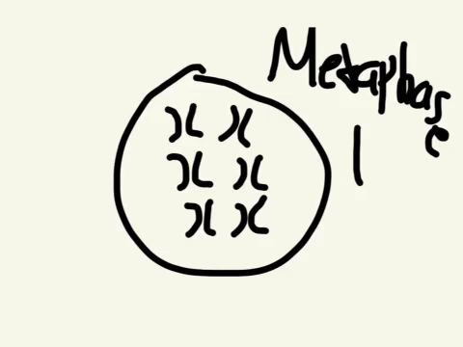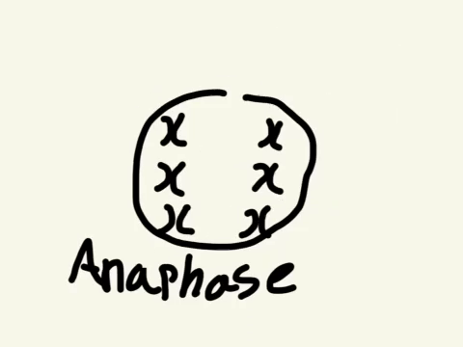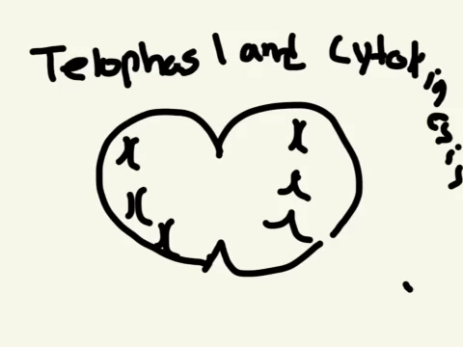This is metaphase 1. Homologous chromosomes line up in the center. This is anaphase. Homologous chromosomes pull apart. This is telophase 1 and cytokinesis.